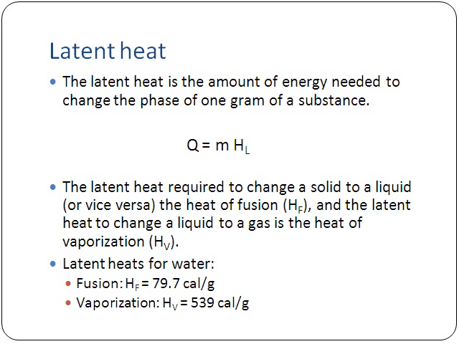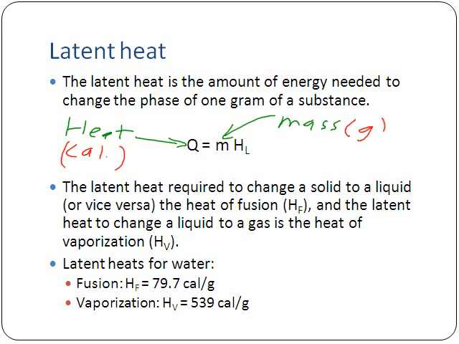So latent heat is defined as the amount of energy needed to change the phase of 1 gram of a substance. And our equation for this is Q equals m H_L. Similarly, Q is energy or heat. I'm just going to go ahead and call it heat right here. And the unit of Q is just the same as it was before. It's in calories. The abbreviation for calories is cal. And so that's Q. M is the same as it was before. It's just mass, and mass, the same as it was previously, is going to be measured in grams.